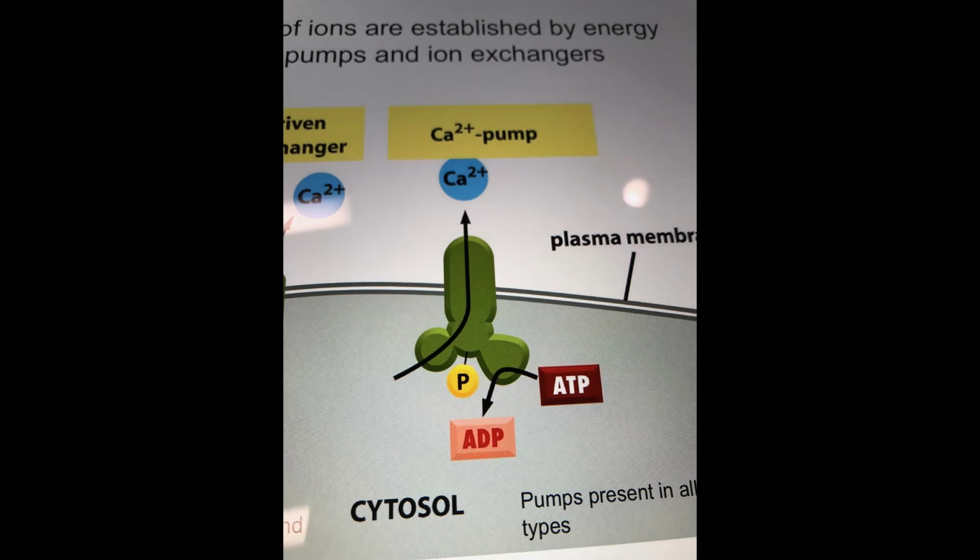The calcium pump uses 1 ATP to pump 2 calcium ions out of the cell against its concentration gradient to make sure the cytosolic concentration of calcium is low.